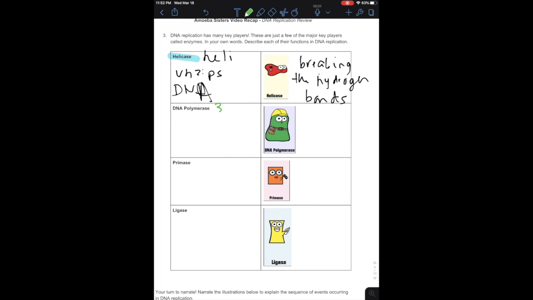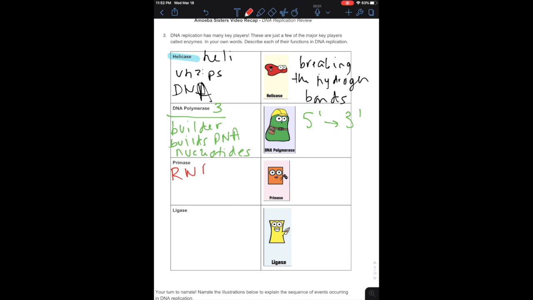DNA polymerase, to be more specific, in this video, it only talked about DNA polymerase as a whole. It didn't number them. Specifically, this is talking about the function of DNA polymerase 3. DNA polymerase 3 is the builder. It builds DNA nucleotides for the daughter strands in only the 5' to 3' direction.